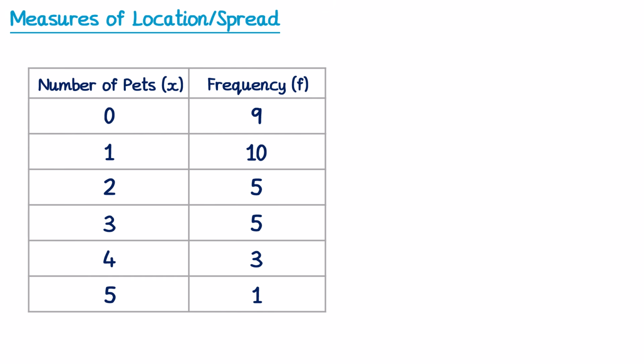To do this, we need to know the value of n. We can work out n by adding up the frequency column. If we add these together, we get 33. So to work out the position of the lower quartile, we divide 33 by 4, which gives you 8.25.